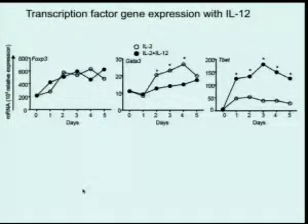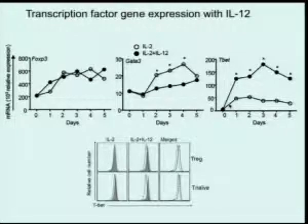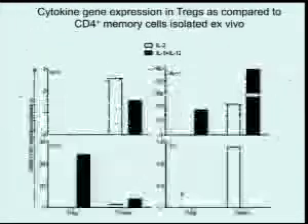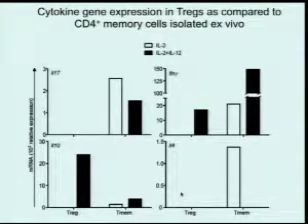We looked at transcription factors and found that indeed GATA3 was decreased with the addition of IL-12 over here, whereas Tbet, as expected, was increased with addition of IL-12, classic Tbet-mediated induction of gamma interferon secretion. And one could look directly at Tbet expression in the Tregs, and this is comparable to naive T cells with induction. We looked at cytokine gene expression in Tregs as compared to CD4 memory cells isolated ex vivo by TaqMan PCR.